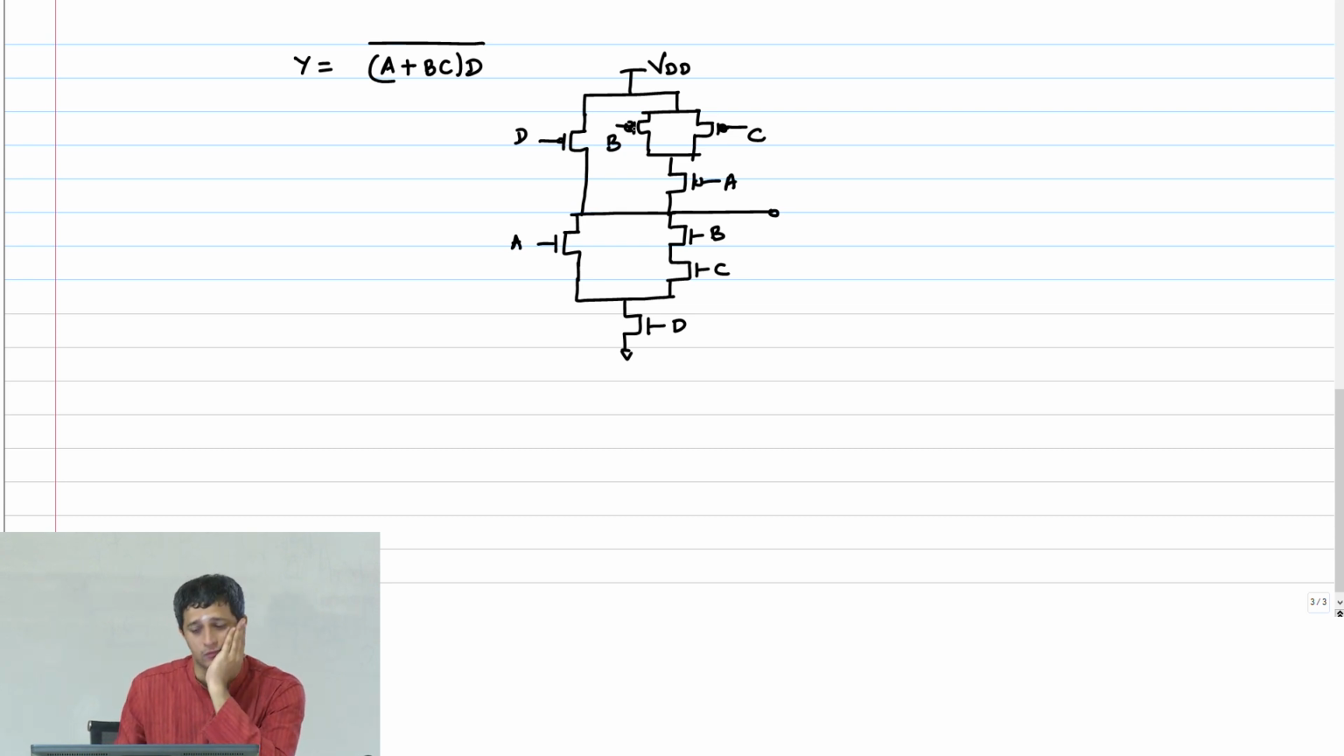So what are the sizes now, tell me for the NMOS. So first thing, what is the worst case pull down path? B, C, D. So therefore the sizes should be 3, 3, 3, right? Now what should the size of A be if D is 3?